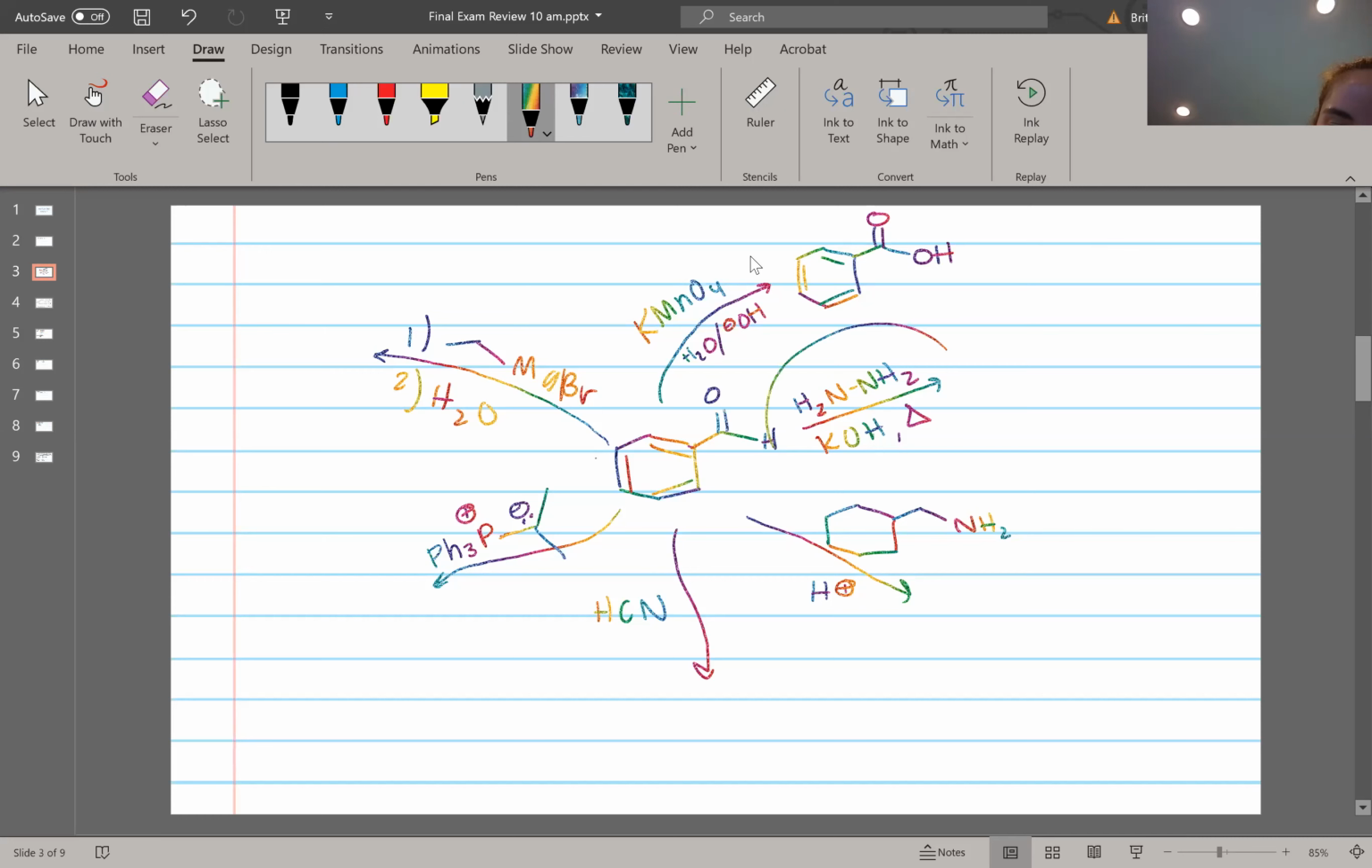What are these conditions here? Does anyone recognize the reaction? It won't let me erase that. Does anyone recognize the name of the reaction or what's going to happen? Yeah, so Addison got it again. This is a Wolff-Kishner reduction. What is the product going to be? What does Wolff-Kishner do?